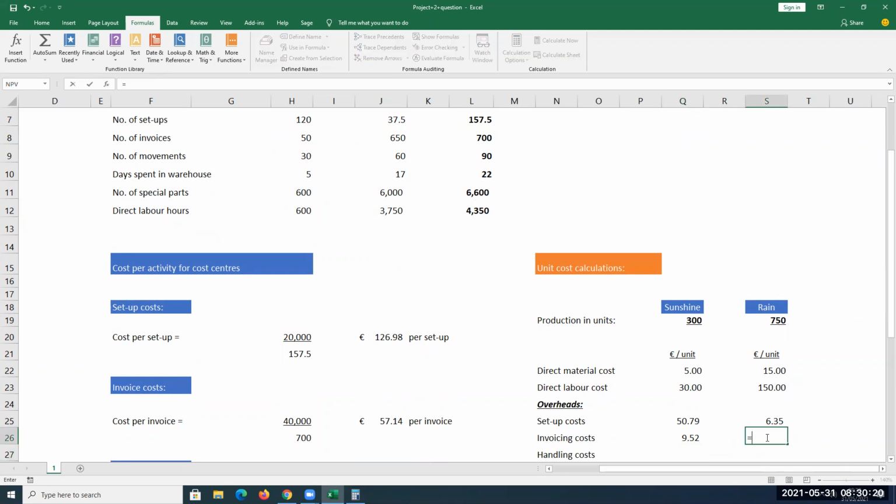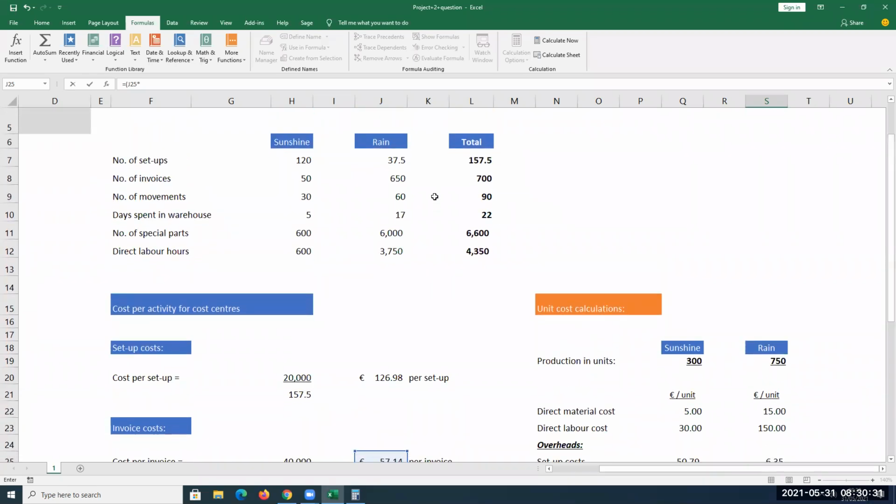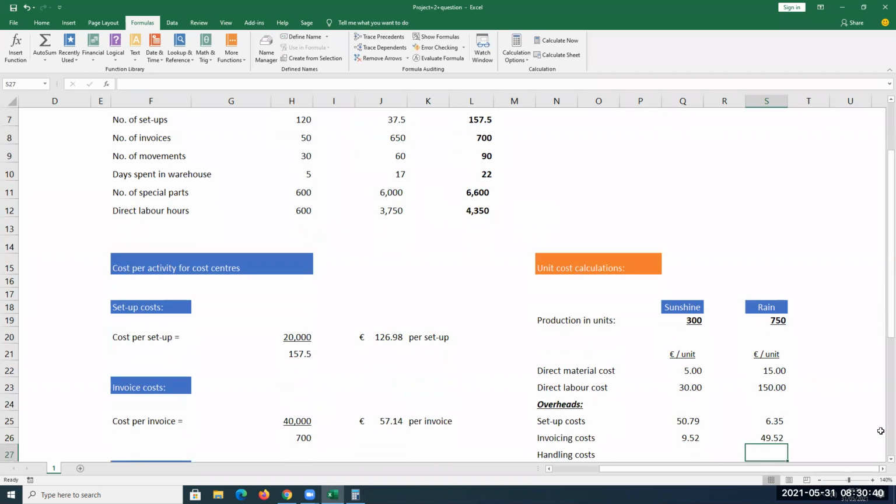For the second product, 57.14 multiplied by number of invoices for rain product, 650, divided by 750 units. So 49.52.